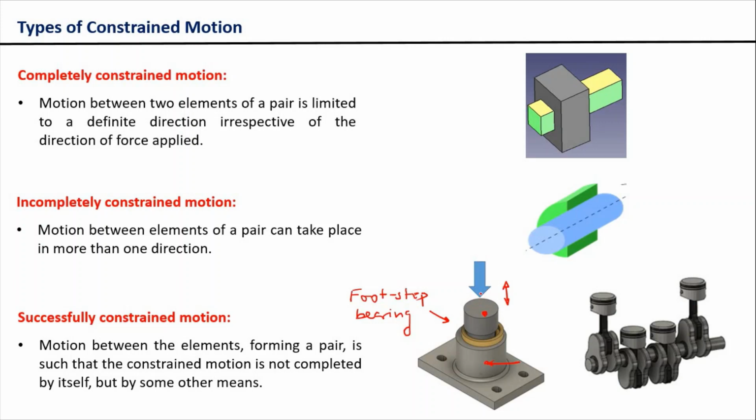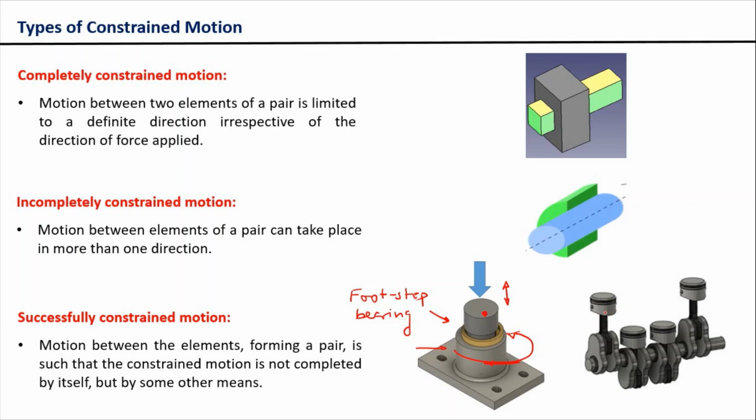However, we put a force onto this shaft and restrict the motion of the shaft along the vertical axis. That means we are constraining the motion of the shaft inside the bearing only to the rotational direction, and the movement along the vertical direction is being arrested. So this is an example of a successfully constrained motion.